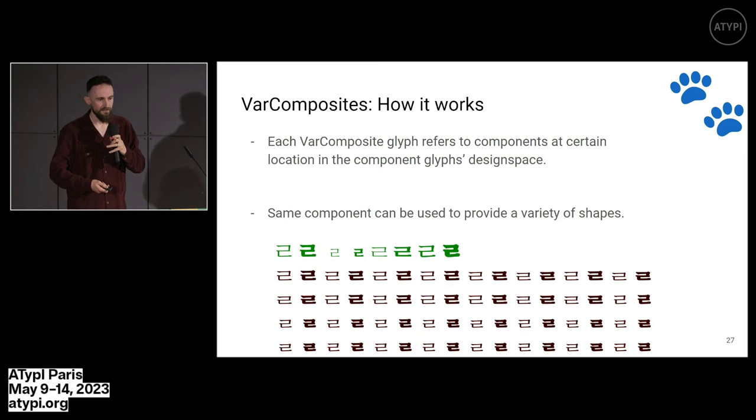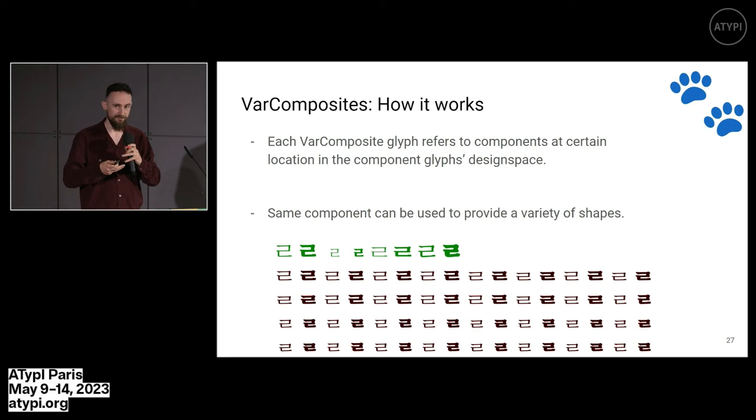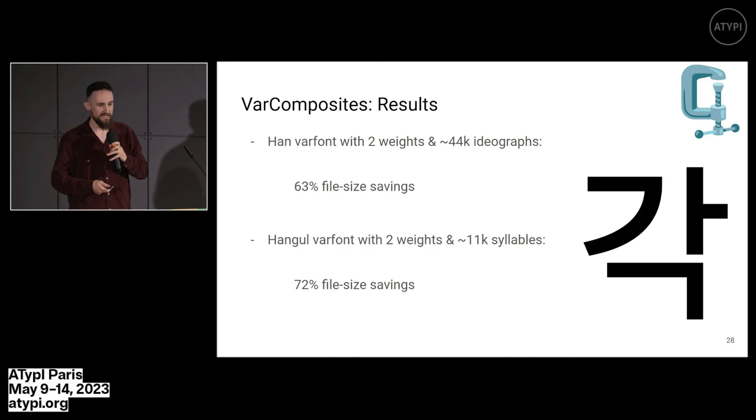So to make this visual, you see here that we have a row of green shapes at the top, which would be the design space masters. And then those can be interpolated to create all of these different kinds of outputs. And so it's variation within a glyph rather than variation of the whole style. And again, the file size savings from the prototype explorations of this has been very significant.